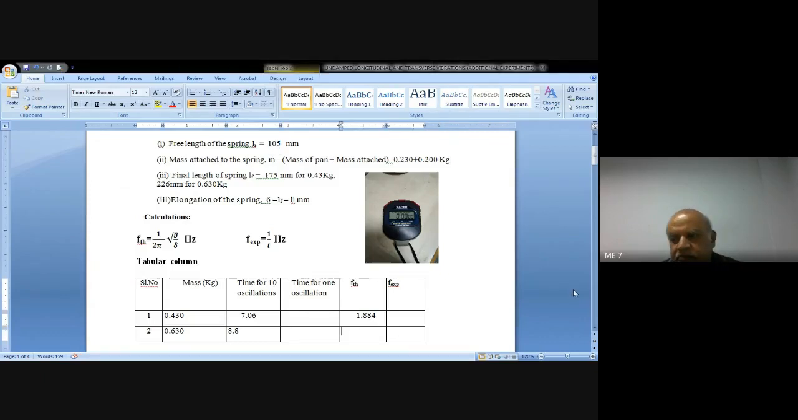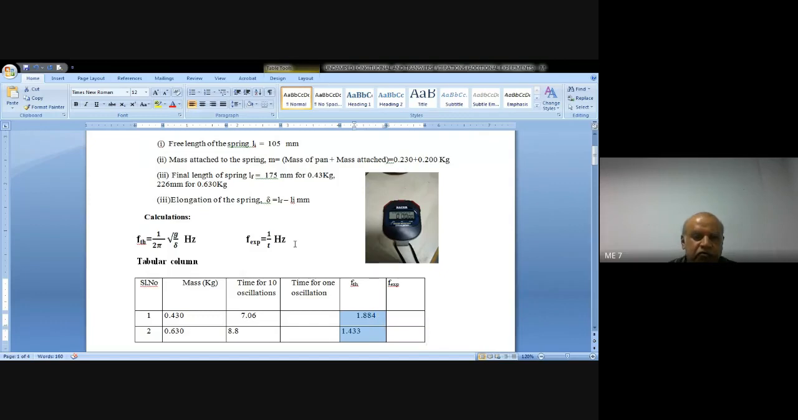get the theoretical frequency: 1 by 2 pi root g by delta. 1.433, sir. Anybody else getting the same value? Yes, sir. Same. 1.433. Okay, right. So now theoretically we have found the values of frequency. Has anybody still not completed the calculation? All right, now the theoretical frequency is done.